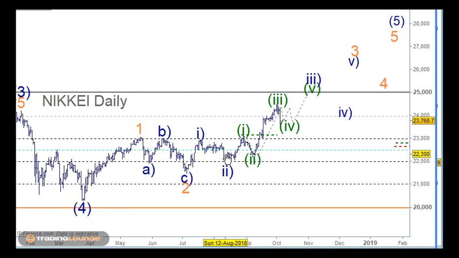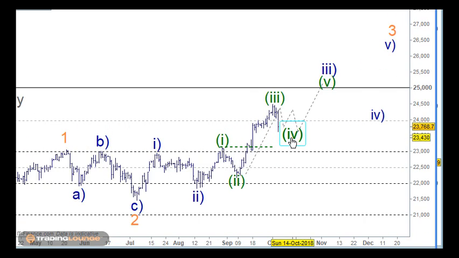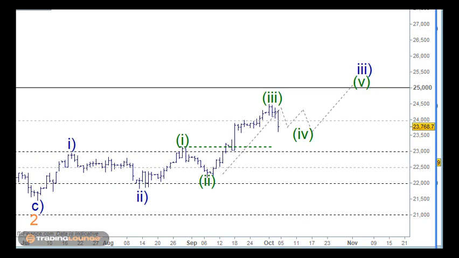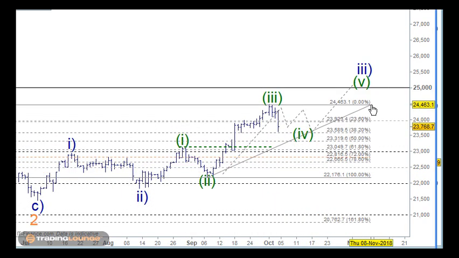We were counting this up here, and as far as I can see, it's correctly 5 waves up for 1, back for 2, up for 1, back for 2, 5 waves up here for wave 3. We're looking for wave 4 to pull back. So we want wave 4 to stabilize at the 38.2% retracement level or thereabouts, so 38.2, 40%.